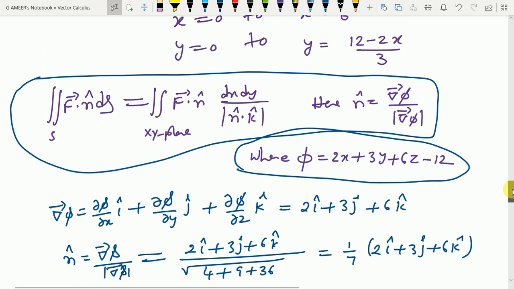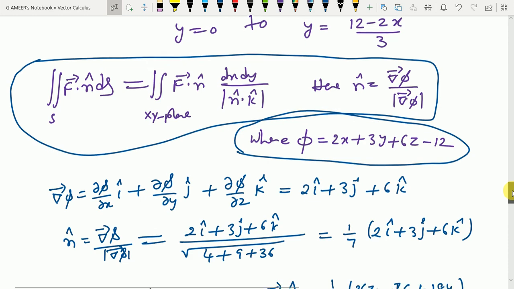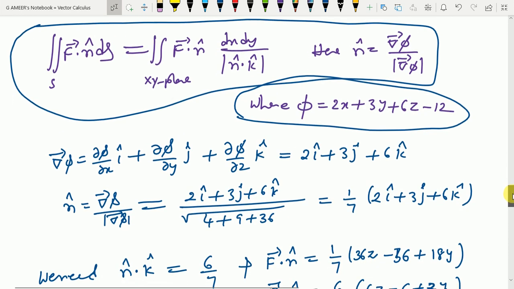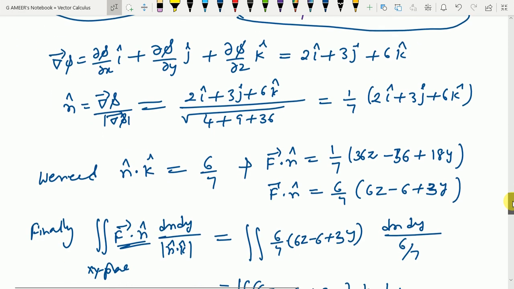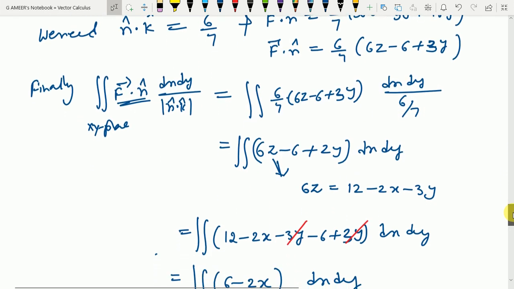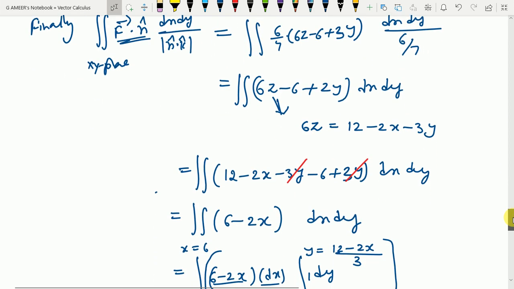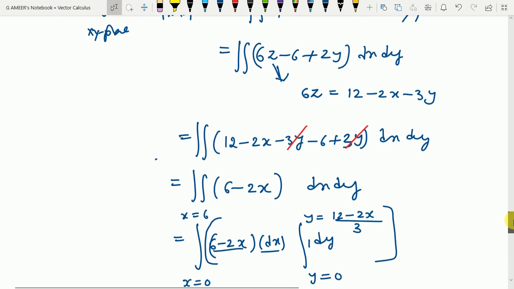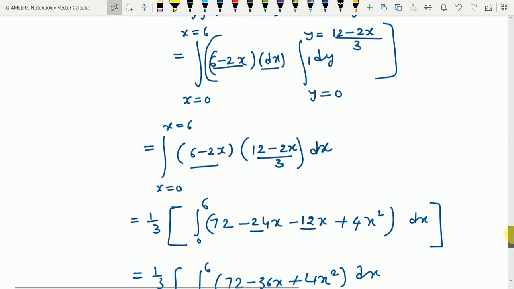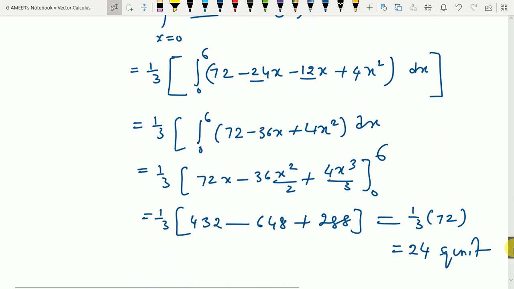Then the equation of the plane is 2x plus 3y plus 6z minus 12, that is phi. Once I know the surface equation, I can determine the normal. The gradient of phi is normal to the surface at a given point. Then the unit normal is the vector divided by its magnitude. Then I simplified. During the simplification process we may commit mistakes, but be careful. So this is the simple way of understanding the surface integral. Okay, fine, I hope it is clear.